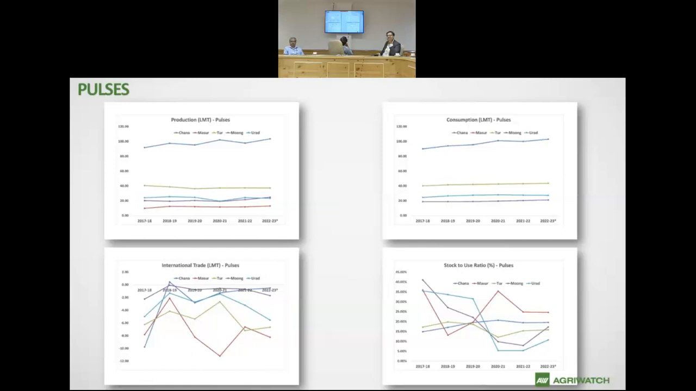So if you see in pulses, our production and consumption are pretty flat. But on the international trade side, we are generally importing far more than we export, and there is a lot of variation in that. Now, how do we ensure that international trade is also more predictable, a straighter line? That is very important, and we'll suggest what can be done for that.